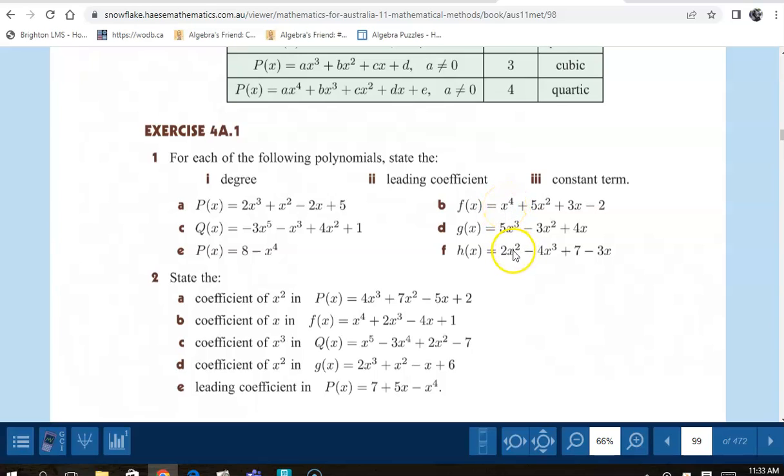Don't say it's degree 2. It is degree 3, the highest one is 3. So we're happy. Let's skip that. Good? We know how to say the degree.